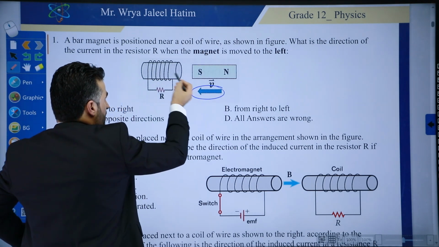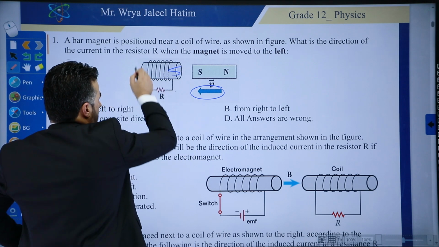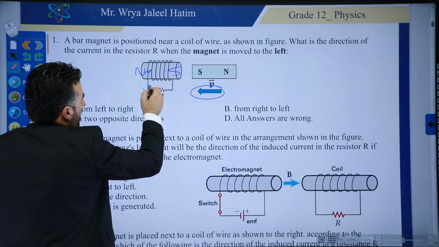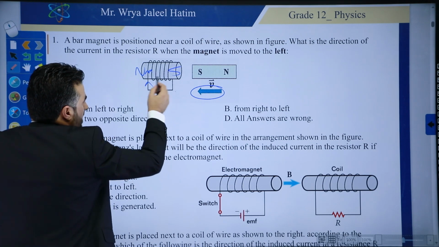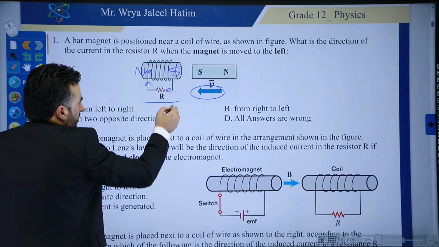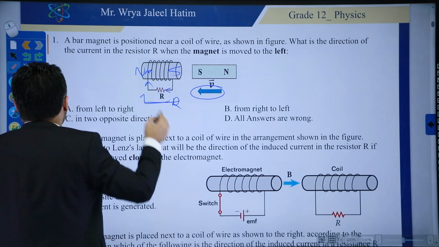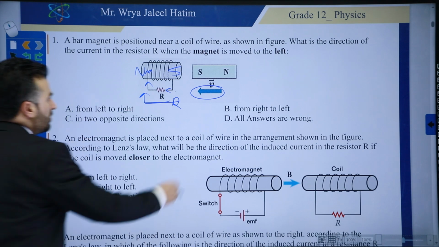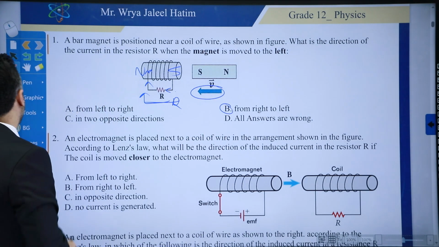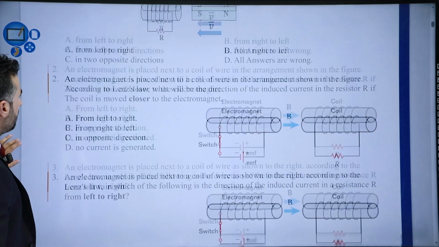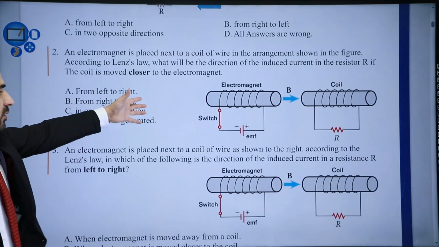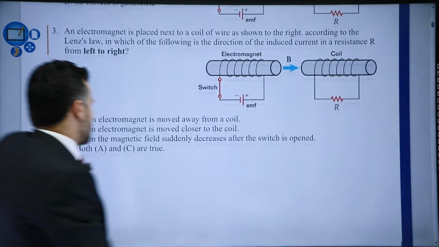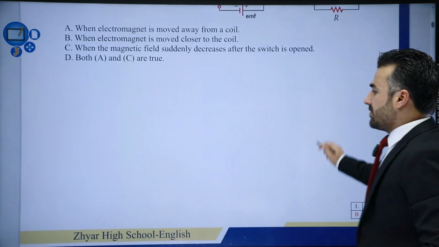So if this is south and it's moved this way, of course it's going to be south, this is going to be north. If that is the case, align your fingers like this, and it is going to be this way. So you can say it is moving from the right side to the left, and that will be the direction here. So from the right to the left, which one is it? And that is going to be B in this case. All right, another question. You can see that these two are very similar to what I have just explained, so you try them and get the answer correct.